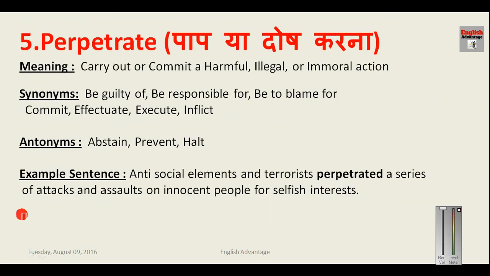Now let us look at the next word, perpetrate. Perpetrate means to commit a harmful, illegal, or immoral action. To commit a harmful, illegal, or immoral action. That is the meaning of perpetrate. Okay, to do something wrong, to do something harmful, illegal, or immoral.